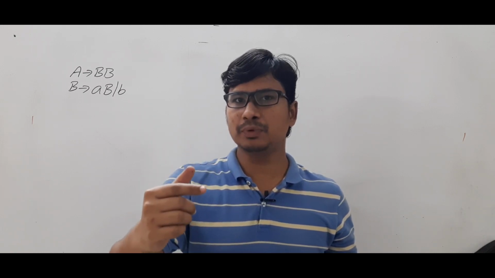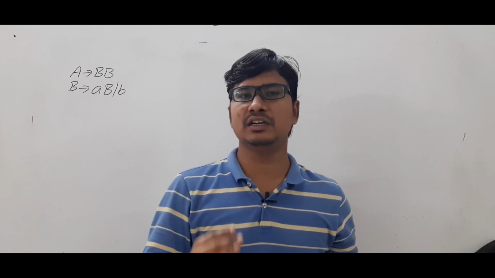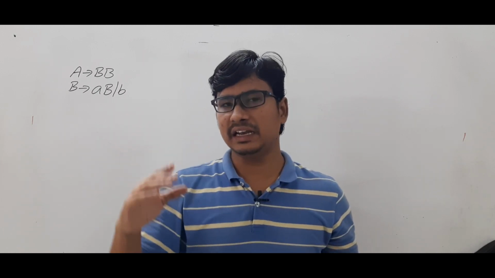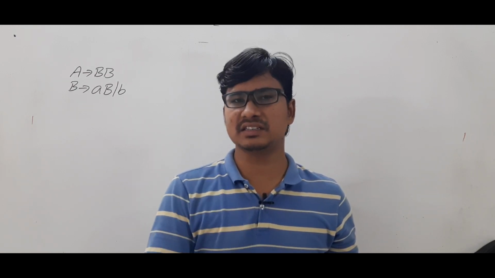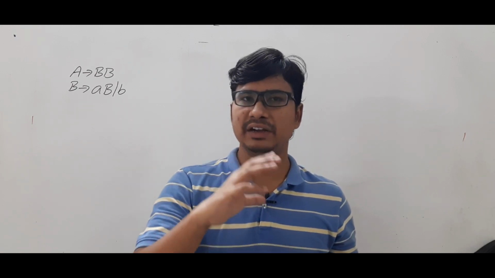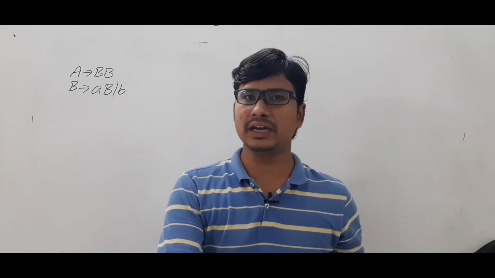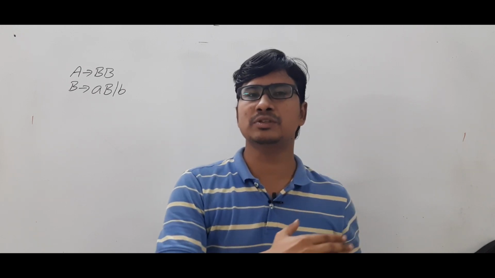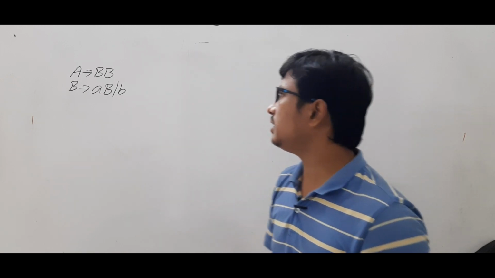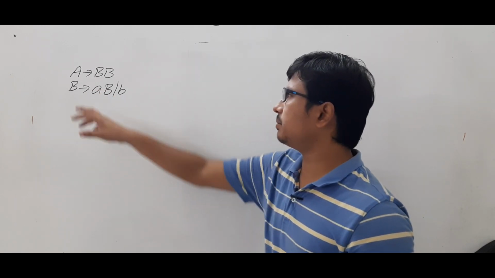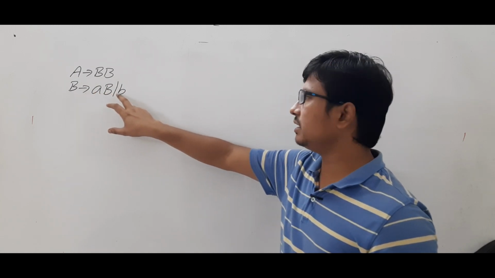The parsing process is the same for the LR parsers such as LR0, SLR1, LALR1 and CLR1. So in this video I will not discuss the parsing process again. I will discuss how to construct the LR0 items for this grammar, and from those LR0 items, how to construct the SLR1 parsing table. The grammar is: A determines BB, B determines small a B or small b.